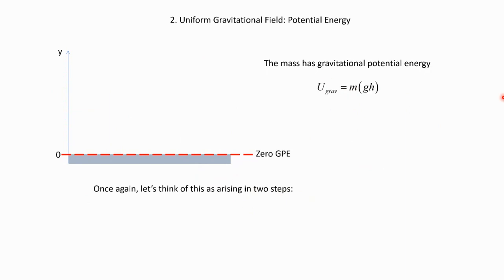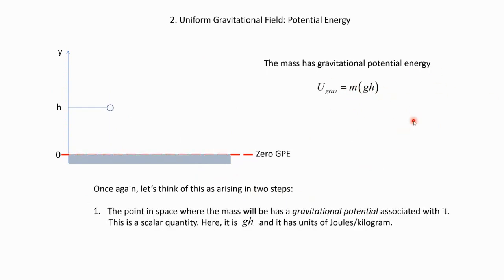So two steps is, first of all, basically it's this. We put parentheses around the g and the h. This point in space, when the mass is not there yet, will have associated with it something called gravitational potential. So the word energy has been removed. It's just gravitational potential. It is a scalar quantity, and it's the gh part of this formula.